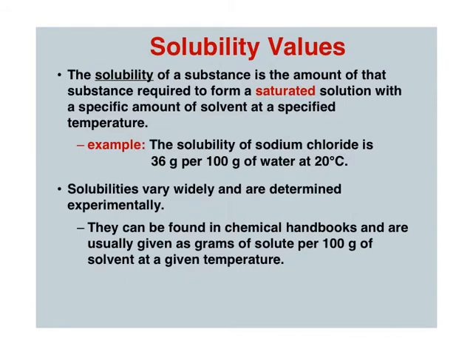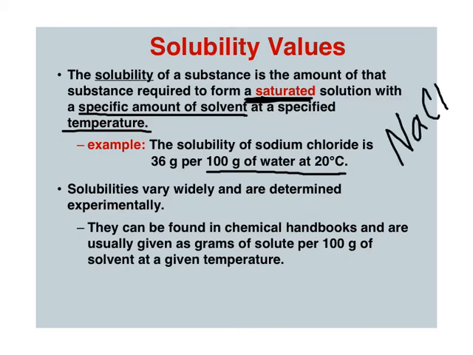Okay, so this solubility that we talked about is the amount of substance required to form a saturated solution. So we're just looking for that perfectly saturated point. Now, this is always with a specific amount of solvent at a specific temperature, okay? Generally, it's for every 100 grams of water at 20 degrees Celsius, okay? So for sodium chloride, or NaCl, 1-to-1 ratio, because this is a +1, this is a -1, I can put 36 grams into 100 grams of water at 20 degrees Celsius and it will be perfectly saturated.